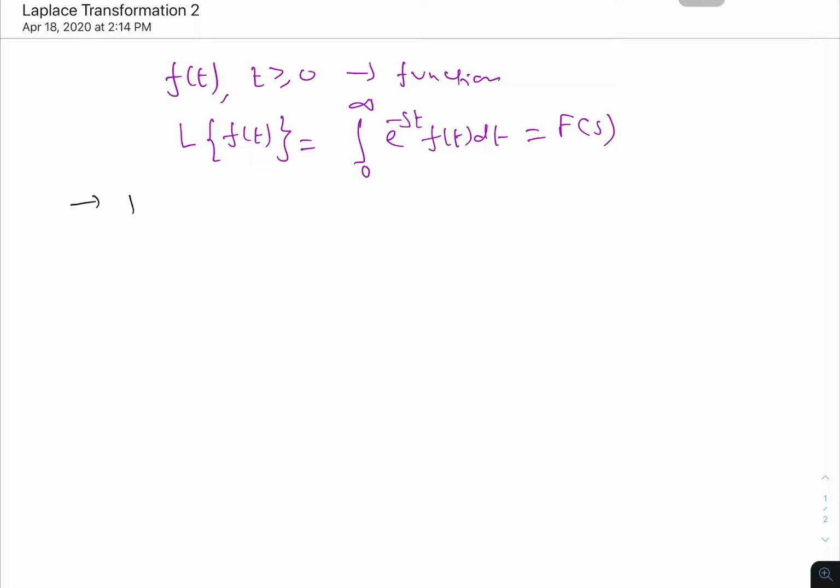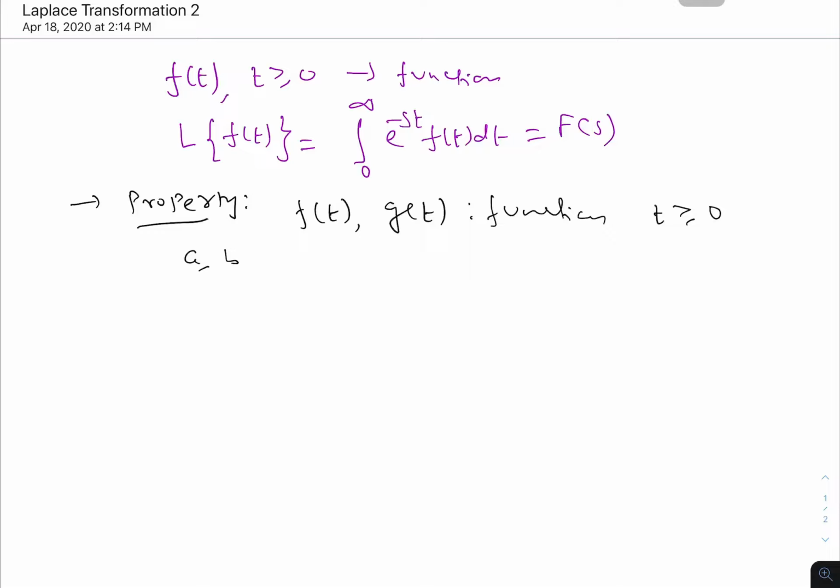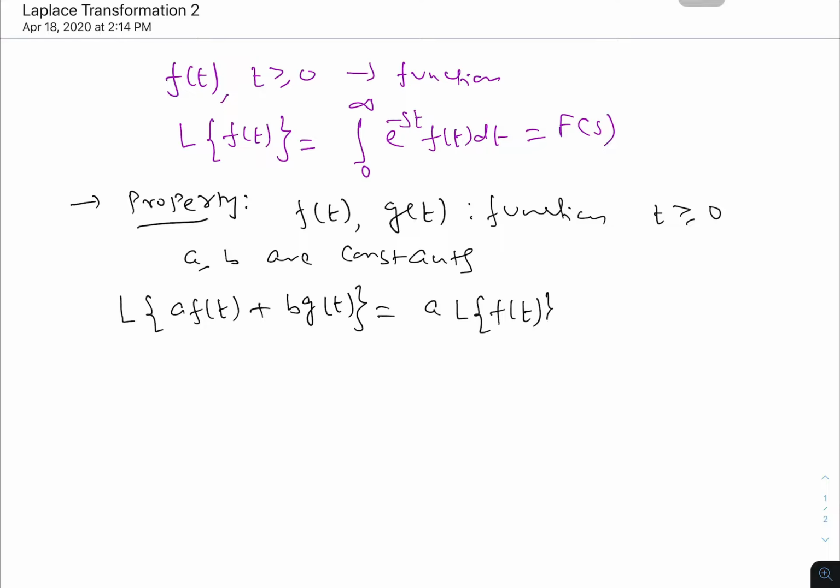So that is the Laplace transformation of a function f(t). There is a property here: if f and g are functions defined for t greater than or equal to 0, and a and b are real constants, then the Laplace transformation of a times f(t) plus b times g(t) is equal to a times the Laplace transformation of f(t) plus b times the Laplace transformation of g(t). This is called the linearity property.